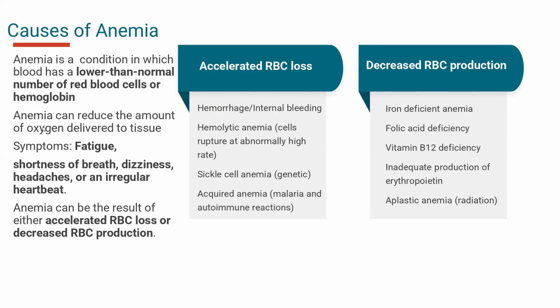Anemia can reduce the amount of oxygen delivered to tissue. Why? Because there is low hemoglobin, and hemoglobin is important for carrying oxygen. What are the symptoms of anemia? Fatigue, shortness of breath, dizziness, headaches, or an irregular heartbeat, which we call arrhythmia.